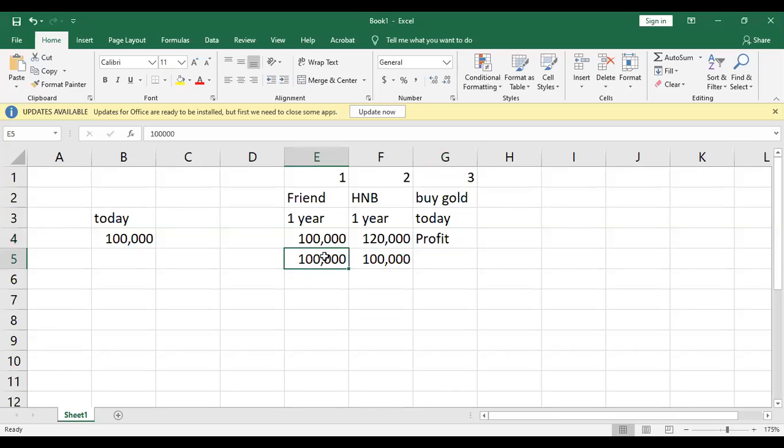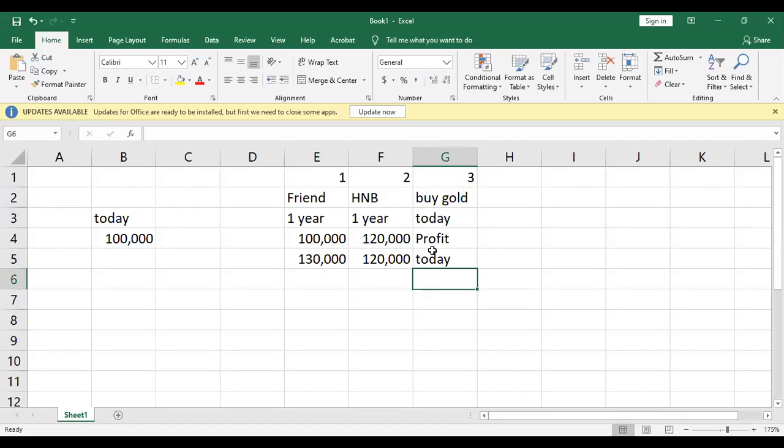Again, my question, right? Once you give that money to your friend, he will pay back this money in 1 year. It's about 130,000. And People's Bank, HNB, will give you 120,000. And you can buy gold today. So this time, what will be your choice? Option 1 or 2 or 3 this time. This time you have to think.